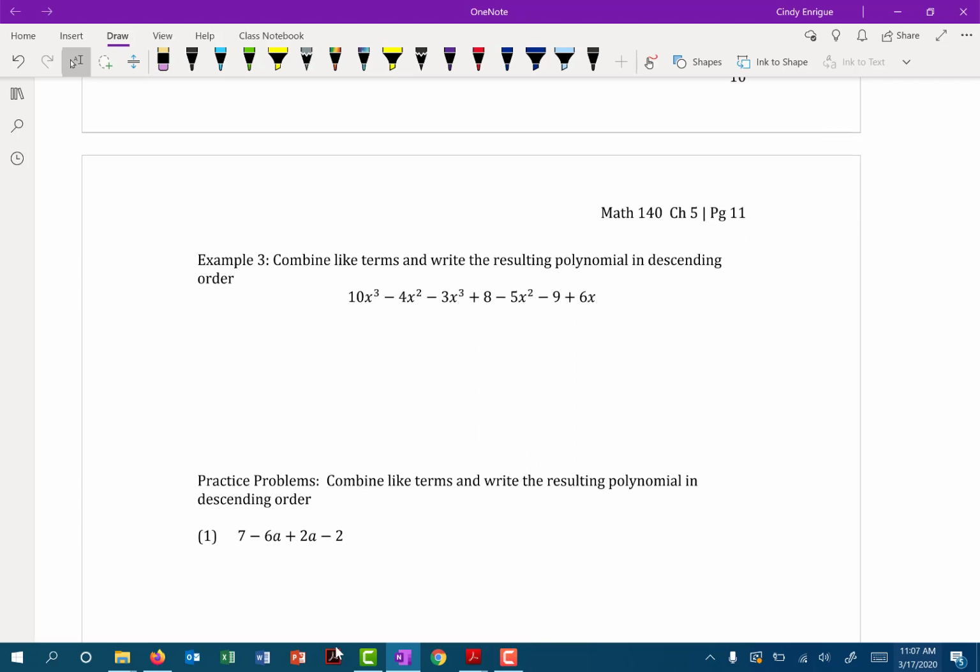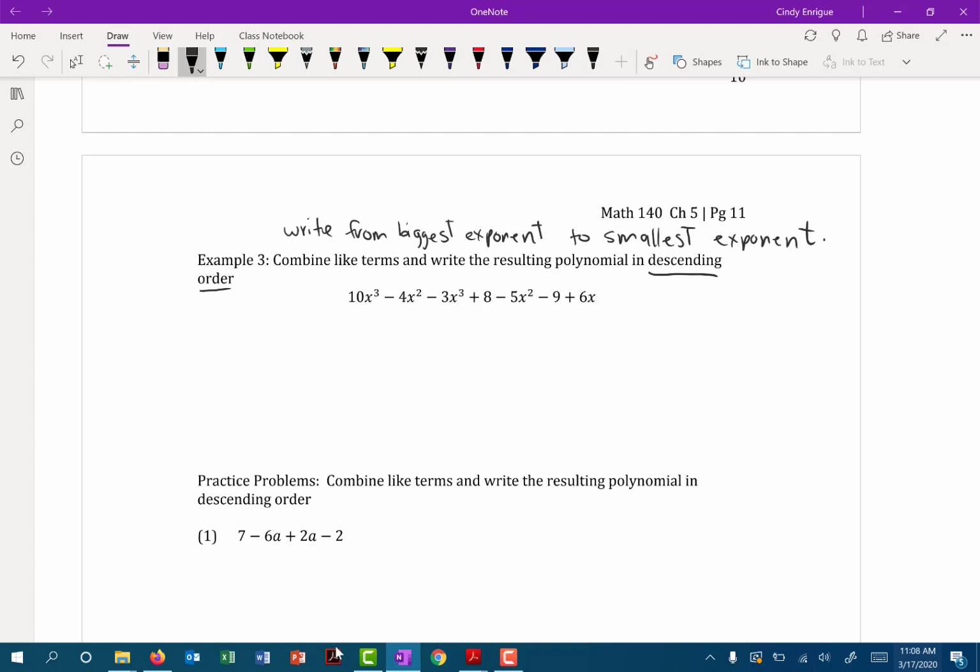Now, for example number 3, we want to combine like terms and write the resulting polynomial in descending order. So that descending order, what that means is write it from biggest exponent to smallest exponent.